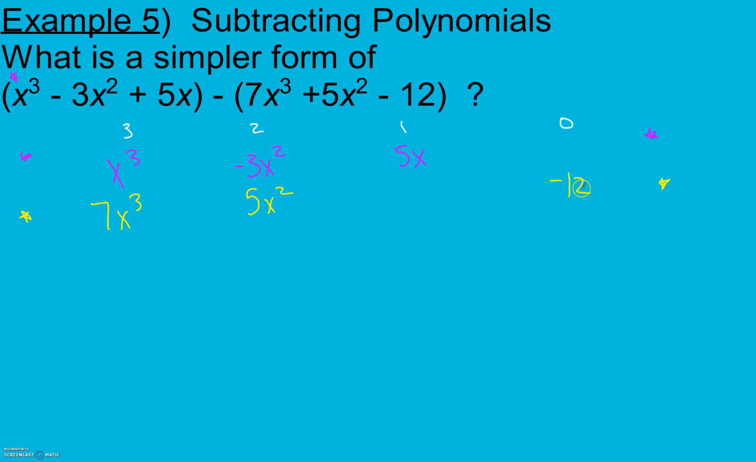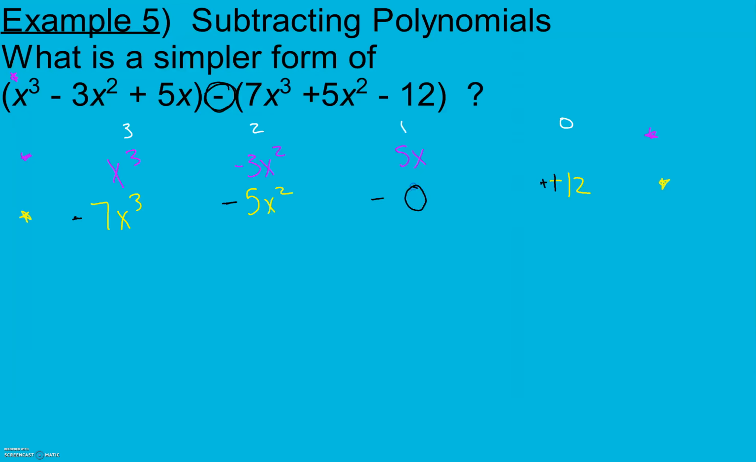Like our 12 here, negative 12, we had to make sure it went in our constant, our degree 0 column. Now, because we're subtracting, I'm going to subtract each column. And when I subtract a negative, we actually add. So minus a negative is going to give me a plus.